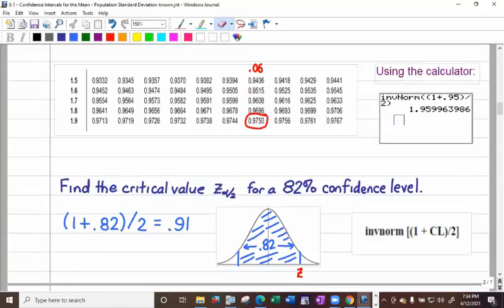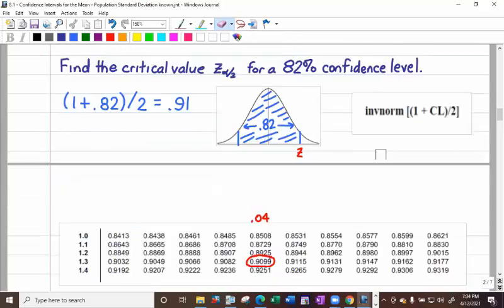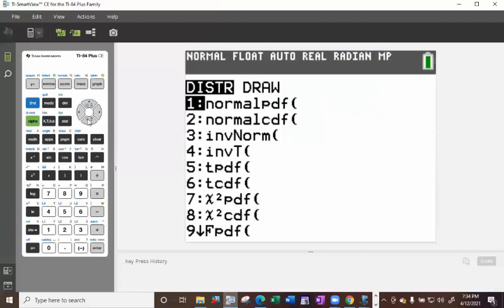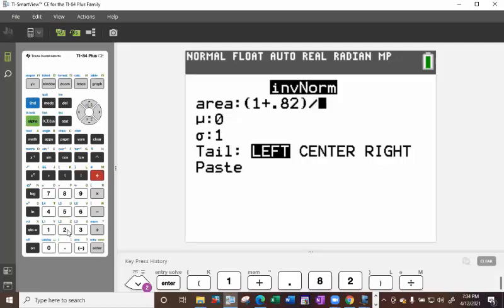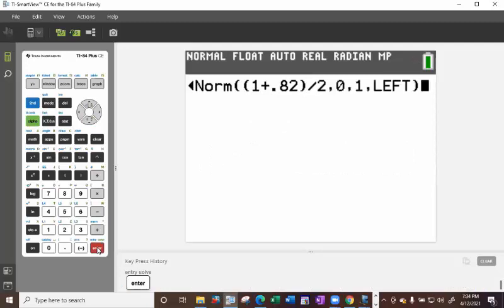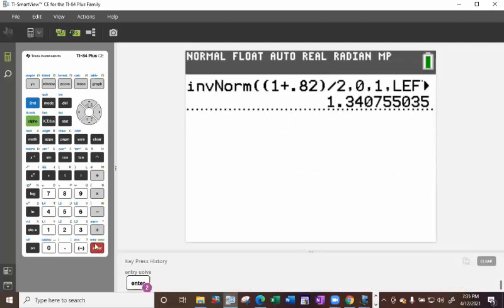The inverse norm I showed you right up here is what the TI-83 looks like, or some of the more basic TI-84s. We'll take a look at it on the more updated one, which we've seen before. So you can just go 1 plus 0.82 divided by 2. Now there it is, 1.34. Now, this one you can only do on this kind of calculator.